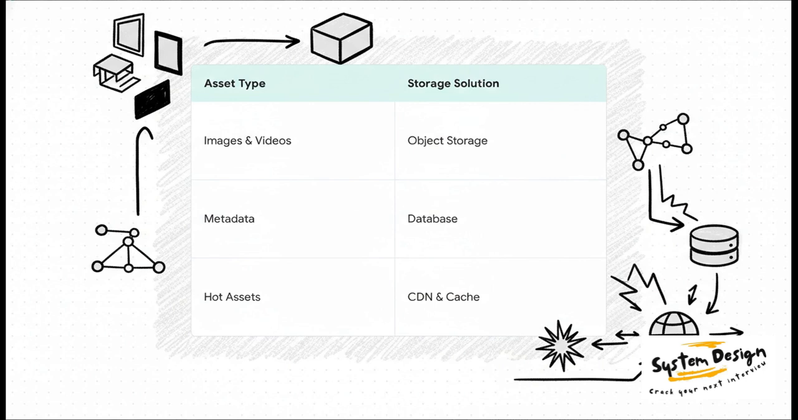So the actual image and video files, they go into something called object storage, which is built for massive unstructured files. But the information about those files, the tags, the titles, the searchable stuff, that goes into a very structured database. And the really popular hot assets, they get special treatment, copied onto a content delivery network, or CDN, which puts them on servers all over the globe so they get to you at lightning speed.